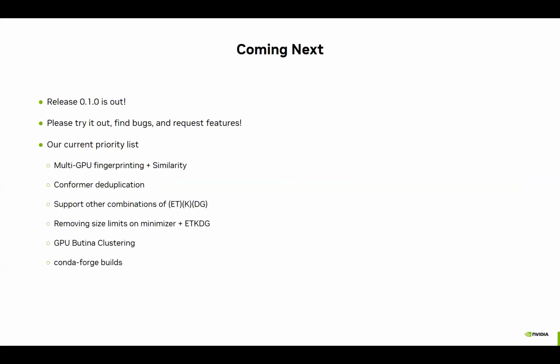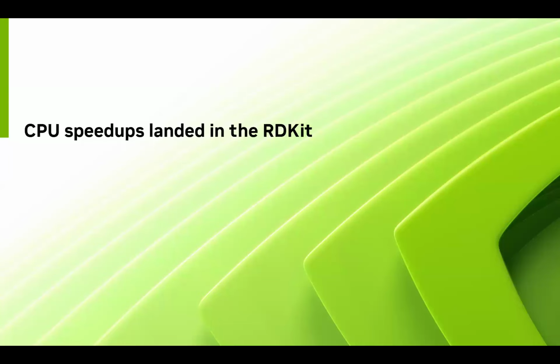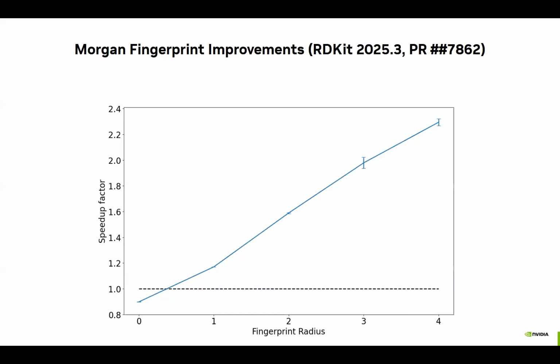Okay, so our release 1.0 is out. We have a current list of priorities, but please try it out, find bugs for us, and tell us what your pain points are, and we can work on them. This is kind of an early version of the software, so expect bugs, expect sharp edges, and we'll iterate as fast as we can. So I only have a couple minutes left, so this is going to be very quick.